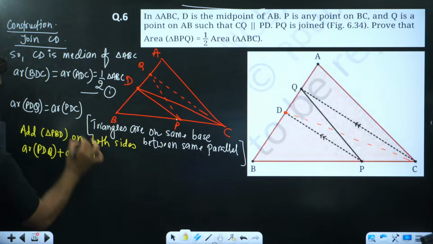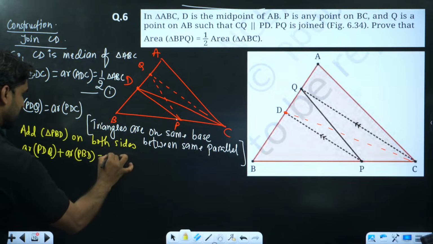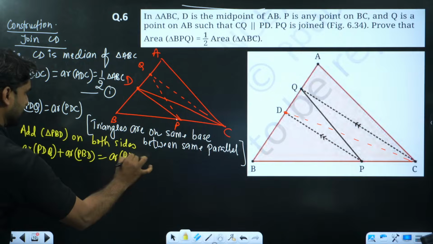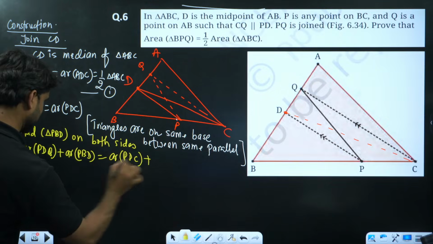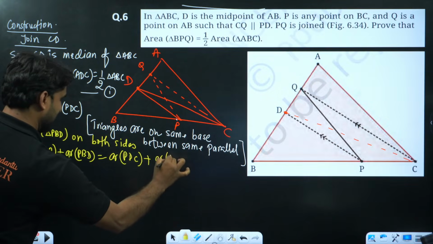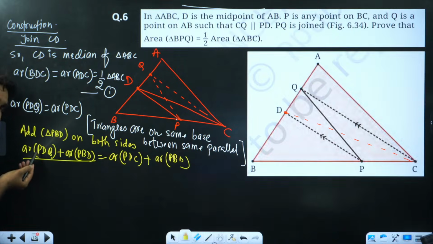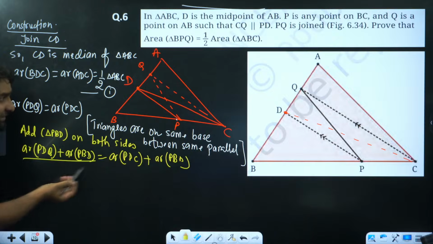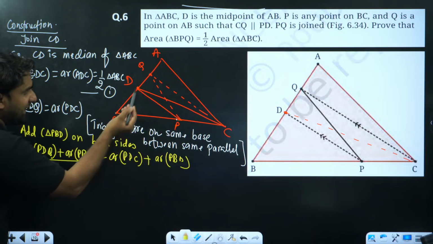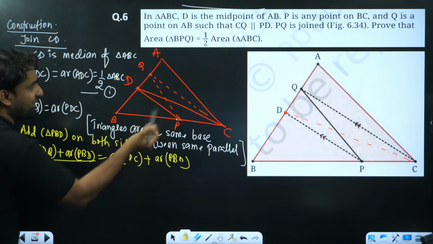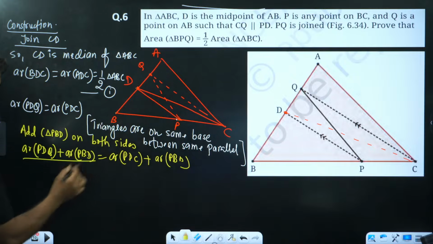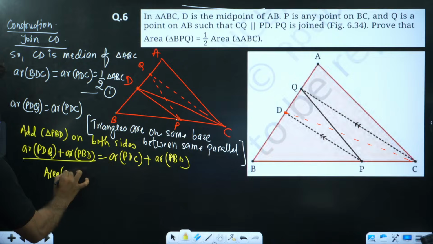Okay, now add again this PBD here also. So PDC plus what is there? Area of PBD. Very good. So this entire has become PDQ plus PBD. PBD, PDQ, it is equal to BPQ. Wow, which we required. So area of BPQ.